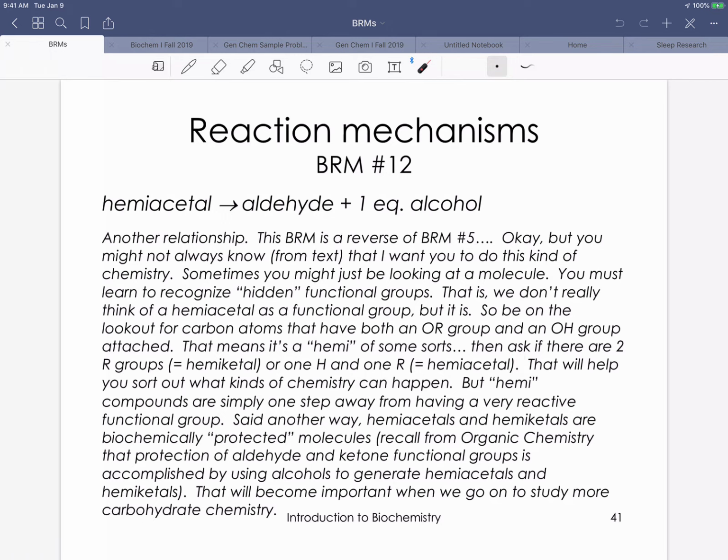But again, why these are important is these hemi compounds are really one step away from having a reactive functional group. So remember, big picture, when we talked about forming hemiacetals or hemiketals, that was the way to cyclize sugars and literally protect either the aldehyde or the ketone functional group that was present there. So reversing this means we're actually making accessible that aldehyde or ketone functional group. This is going to be really important when we study carbohydrate chemistry.